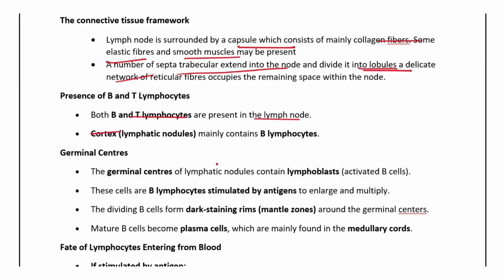The cortex is mainly made up of the B lymphocytes. The germinal center is a center of lymphatic nodules. They contain lymphoblasts, also called activated B cells. Now, these B lymphocytes are stimulated by the antigens to enlarge and multiply in number whenever a foreign body is invading. They form a dark staining rim called the mantle zone around the germinal center. The mature B cells become the plasma cells, which are mainly found in the medullary cords.